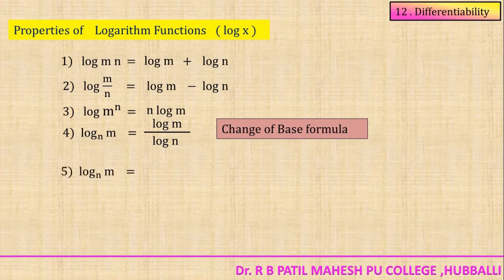And the fifth one is log m to the base n. This can also be written as 1 divided by log n to the base m. That means interchange it. See, all these are equivalent. Okay, remember all these formulas which help you while solving examples. We use these properties and simplify the function, we get a standard form, then we differentiate the function.